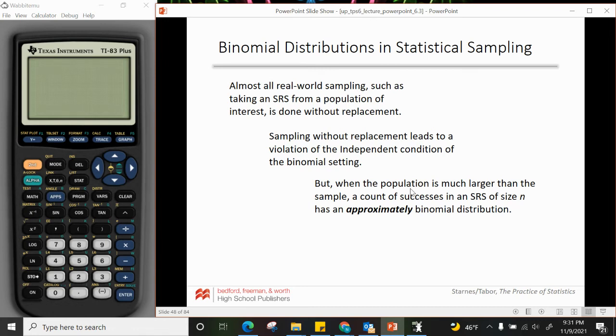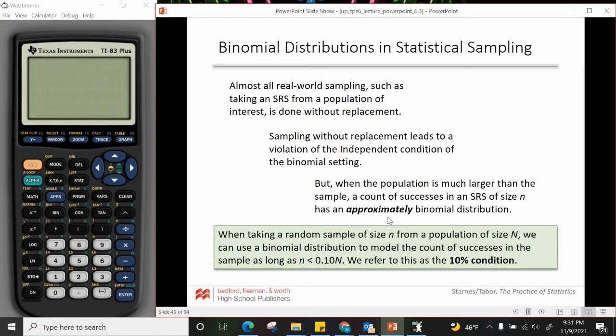However, when the population is very large and much larger than the sample size, a count of successes in an SRS of size n has an approximately binomial distribution. So it's not exactly binomial, but it's approximately, as long as our population is a lot larger than our sample size. The question is how large does that sample size have to be? Well, here you go. When taking a random sample of size n from a population of size N, we can use a binomial distribution to model the count of successes in the sample as long as the sample size is less than 10% of the population size. And we refer to this as the 10% condition.